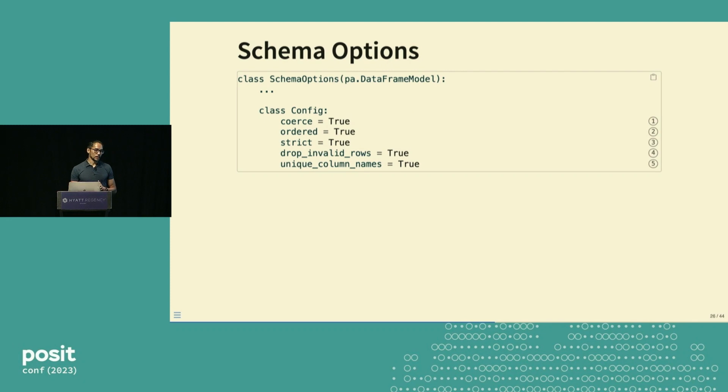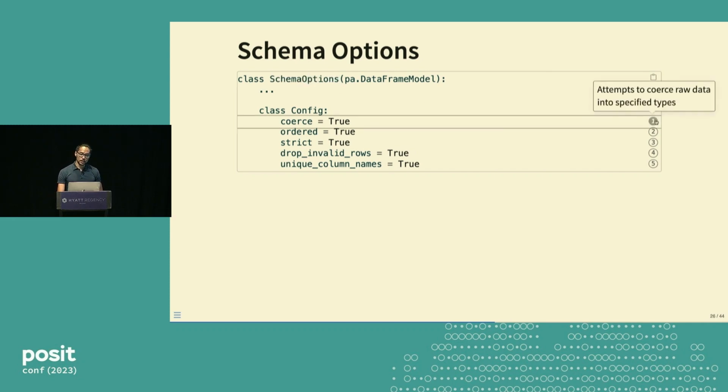Pandera also provides some additional nice things to refine your schema and refine the validation routine you want to apply to your data. And the way you do this is you define a config class underneath your schema. And if you say coerce equals true, when you call validate, Pandera is going to try to coerce all the raw data types into the specified data types. This is a potentially destructive, lossy transformation. So if you don't want to do it, by default, it's false.